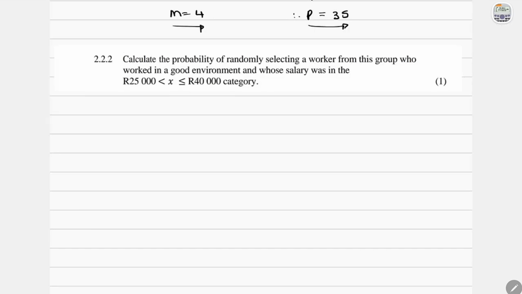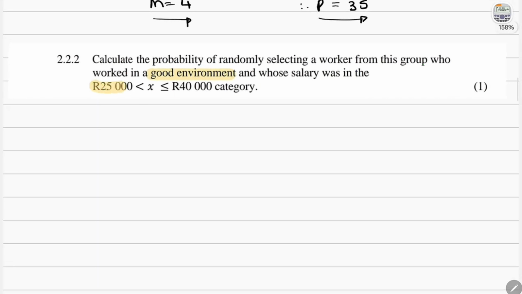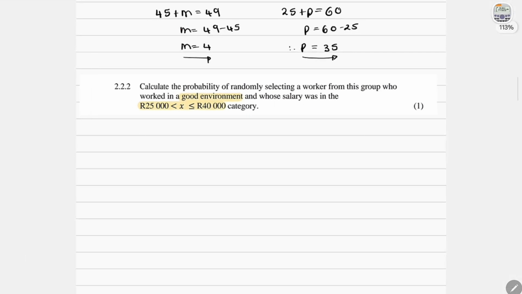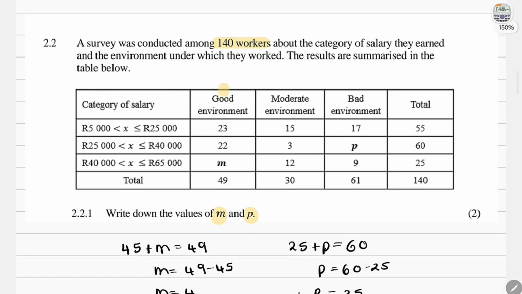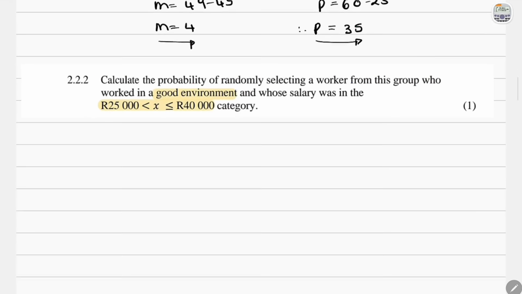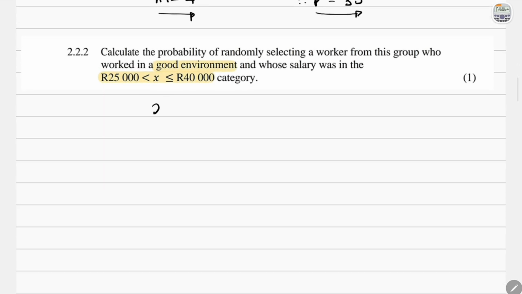Question 2.2.2 says, calculate the probability of randomly selecting a worker from this group who worked in a good environment and whose salary was in the range of 25,000 to 40,000 category. So we're looking for good environment and then 25K to 40K. You can see that that is 22. So as a probability, it is 22 people out of the total 140 people we have in this study. So we'll say 22 over 140, and then this simplifies. I think they're both divisible by 2. So that's going to be 11 over 70. And that is our answer.